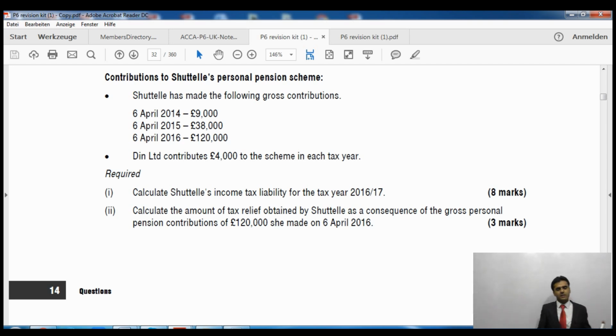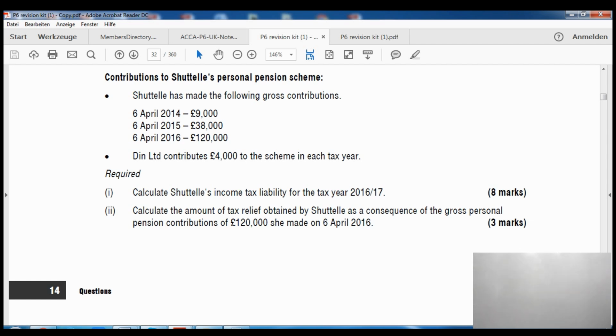I will cancel the shared screen, because we will do the question together on the board, so you won't be able to see the question. Please make sure you have the BPP exam kit in front of you while we do this question, so that you can check the information which I asked you to check, because I will be looking from the laptop. So it says calculate Shuttle's income tax liability for the tax year 16-17, and it is worth 8 marks.